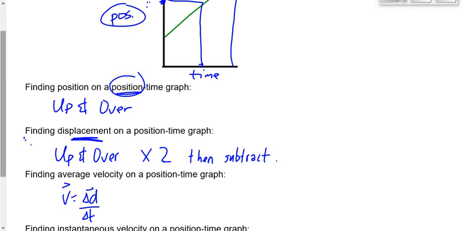Now, there's another way to find average velocity here if it's a straight line, but it really boils down to the same thing. The change in position over the change in time is really the same thing as saying rise over run. So this is really just the same thing as saying the slope. I prefer to think of it, to be honest, for me, as displacement over time, as opposed to slope. But if you want to think of it as slope as rise over run, that's fine.